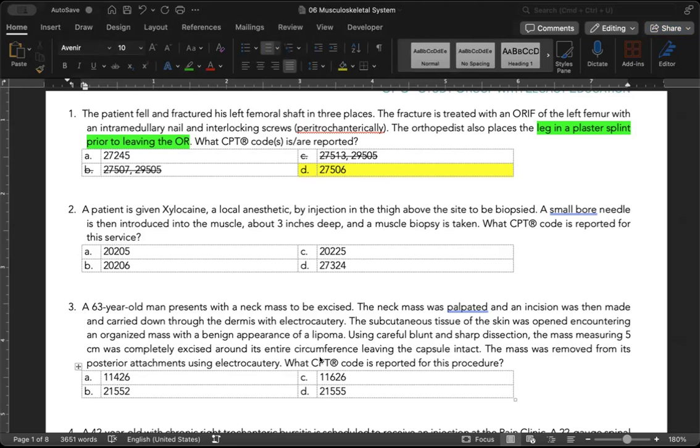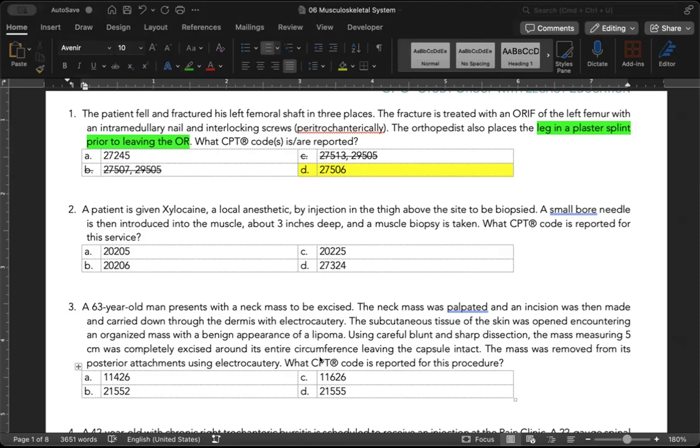I do have a question on this, and I don't want to take up too much time. For the 20205, it's saying deep, and then the 20206 is percutaneous. Yep, it's percutaneous needle.